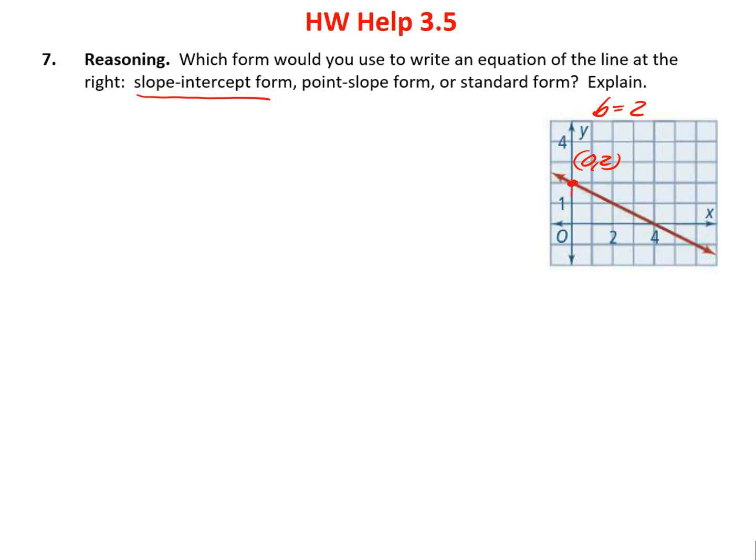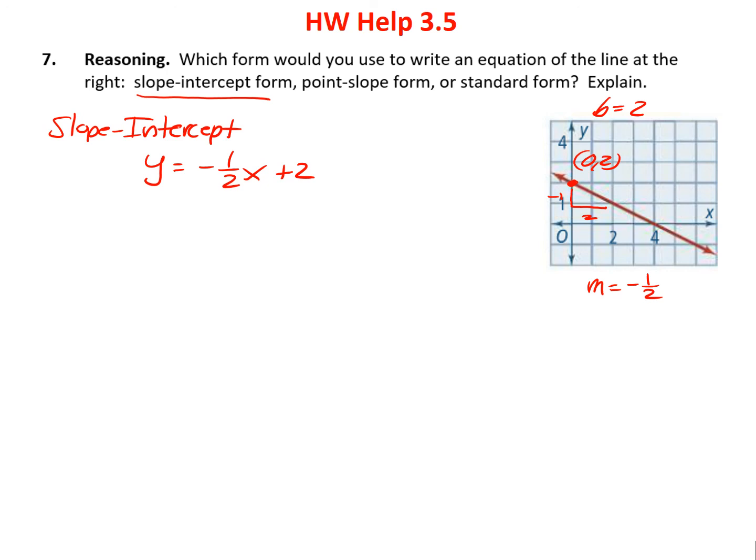And notice if I go down here, I go down minus 1 and over 2. So the slope equals minus 1/2. That would, I think, be the easiest way, is the slope-intercept. And I could simply write that as y equals minus 1/2 x plus 2.